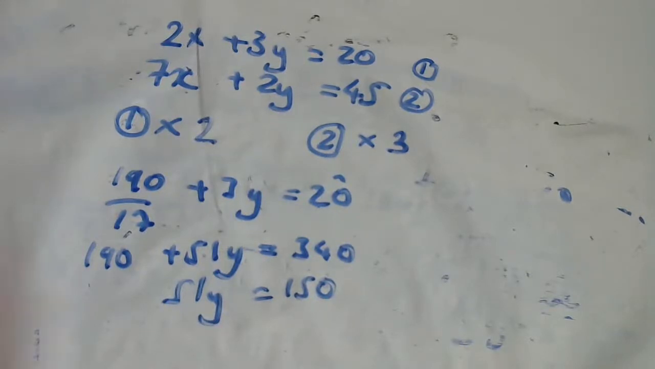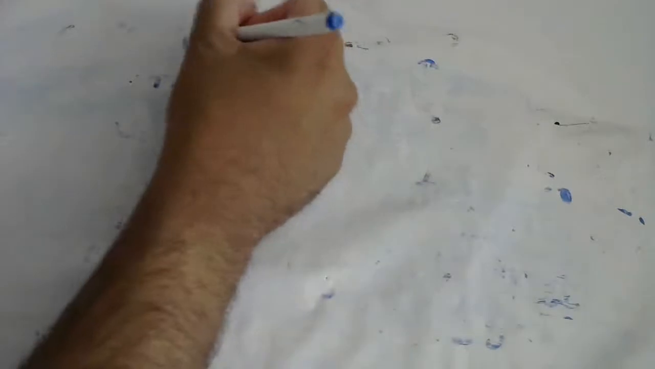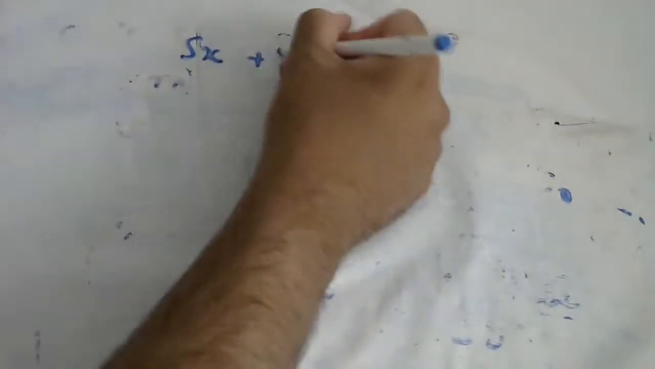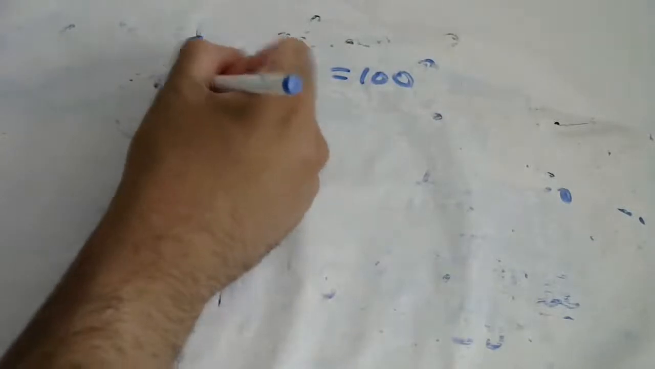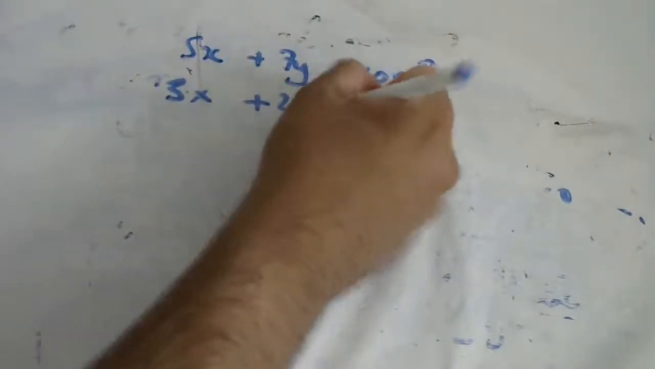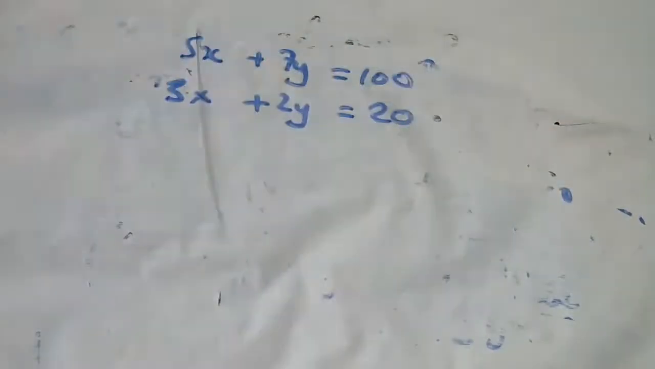Right, so let's move on to the next question. And this one you're going to do all by yourself, all right? So we've got 5x plus 7y equals 100. And you've got 3x plus 2y equals 20. So you're going to do that one all by yourself now. Once you've got the answer, pop up in the chat box.